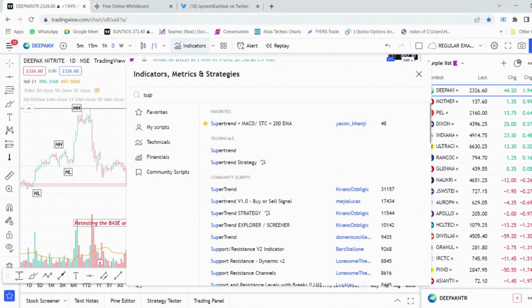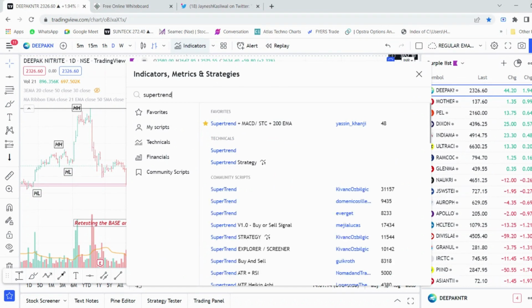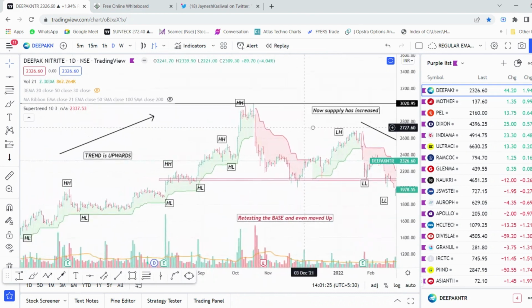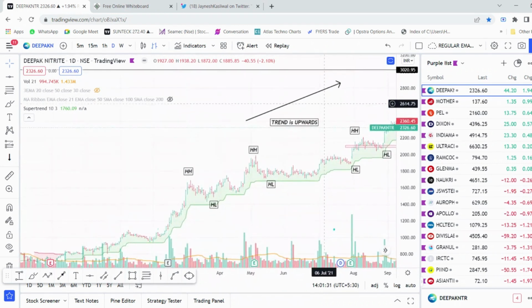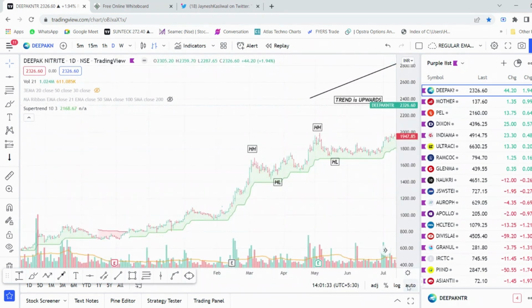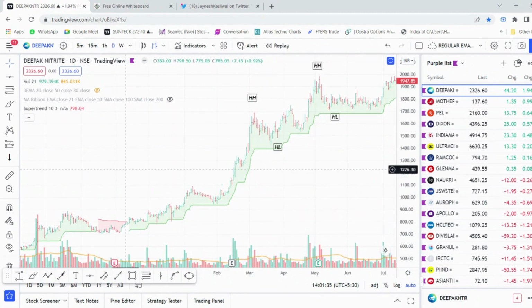Just type here super trend, right? So if you type super trend, you can see that there is an indicator. We will just click on the super trend, and now you can see that it shows in red and green color. These basically are buy and sell signals generated based upon the volatility, or the ATR length. Now, not going into the detail of how the indicator is plotted or how the calculation occurs.